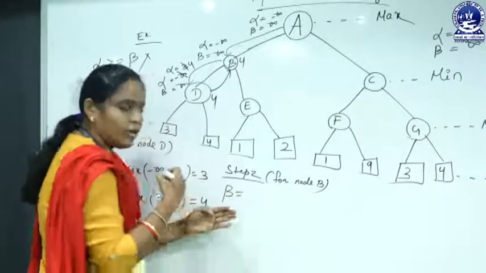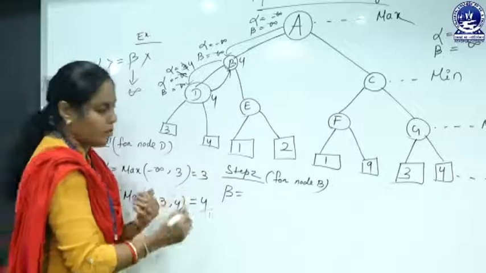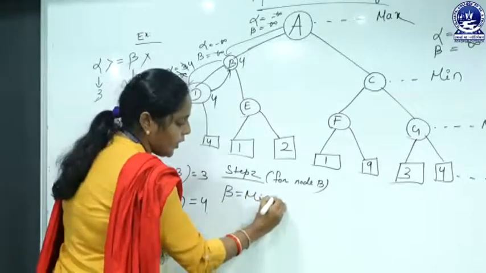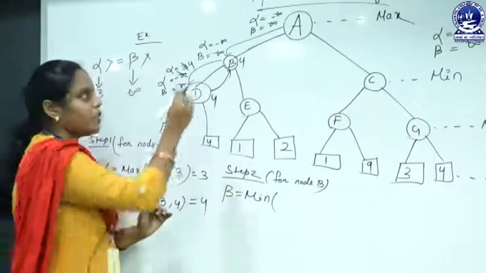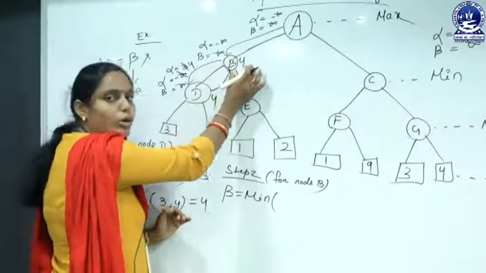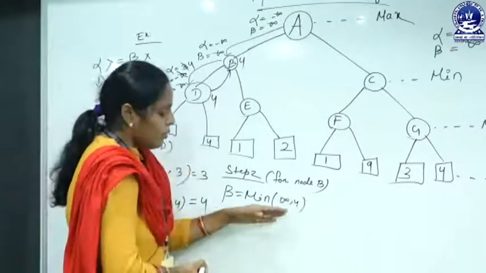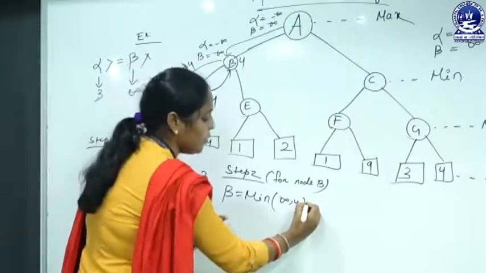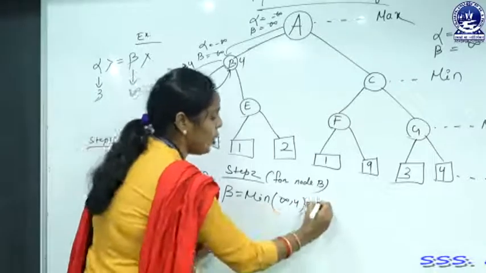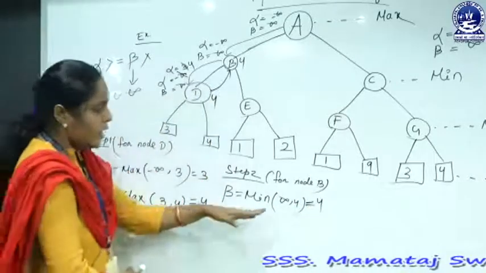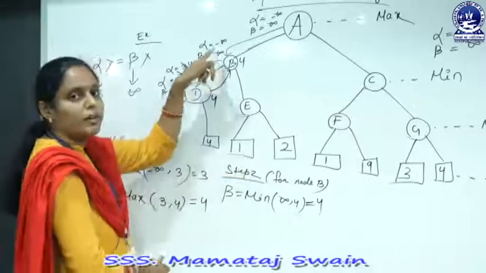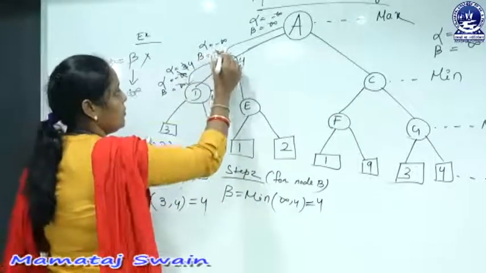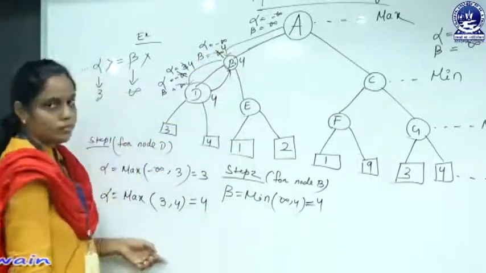Beta equal to, here I am taking the minimization function, that is min, and compare the initial value of beta and the node value of B. Now from this the minimum value is 4. That means here the beta value is updated to 4.